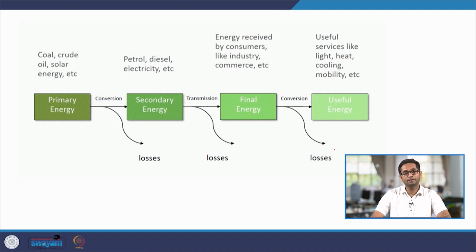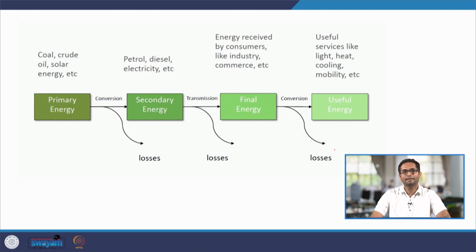Then these sources of energy need to be converted into something that can be stored and transported over longer distances. Of course, there are losses involved: coal needs to be extracted from the mines, crude oil needs to be refined in a fractional distillation column, giving different fractions which can be used for different applications. Solar energy needs to be converted either through concentrated solar or solar PV, and this has its own conversion losses as well as transportation losses.